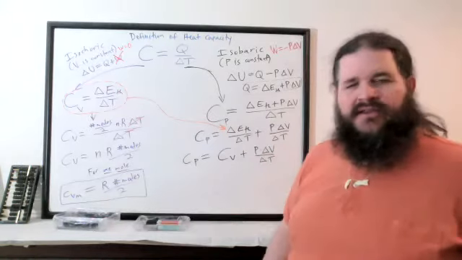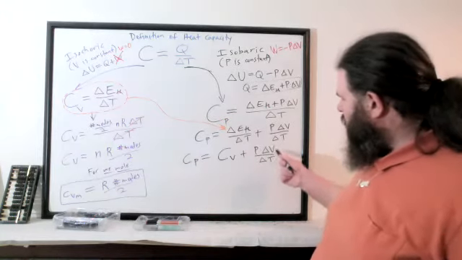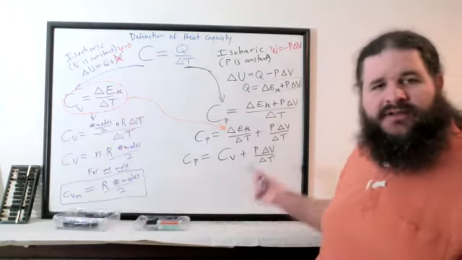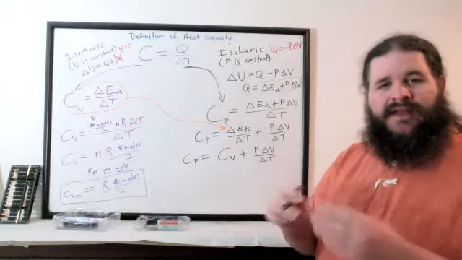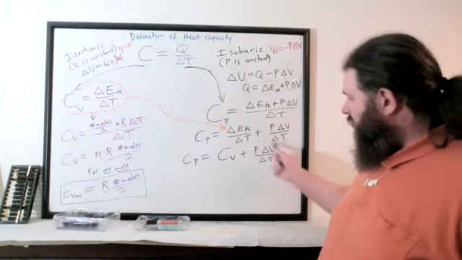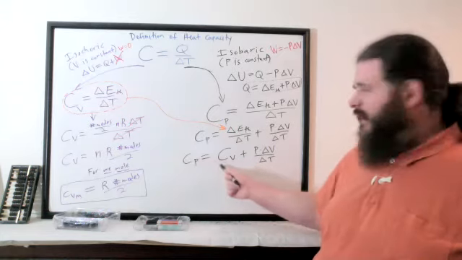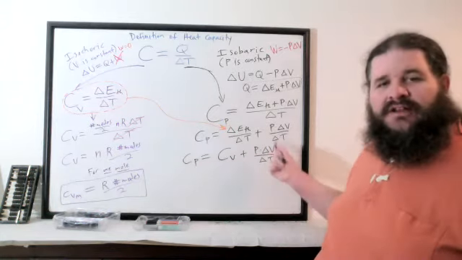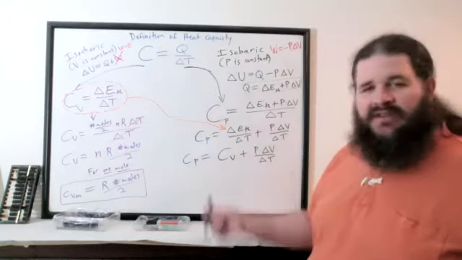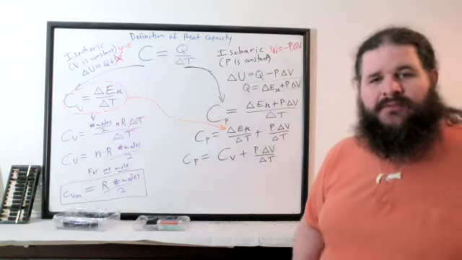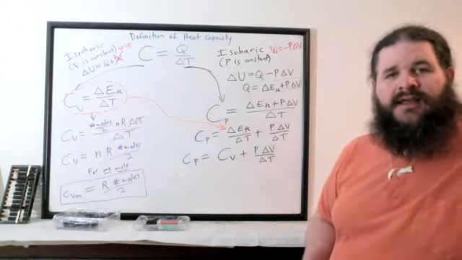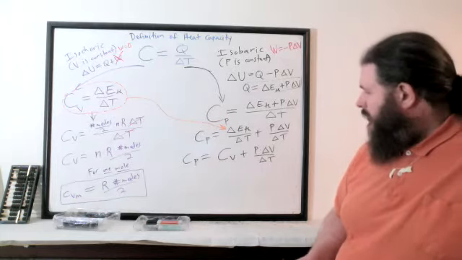What this tells us is, since this term, if you increase the temperature, you're expanding the volume. So delta T and delta V are both positive or both negative. That means this term is going to be positive. So constant pressure heat capacity is always going to be constant volume heat capacity plus a little bit extra. CP is going to be larger. It's more difficult to change the temperature at constant pressure than it is at constant volume.